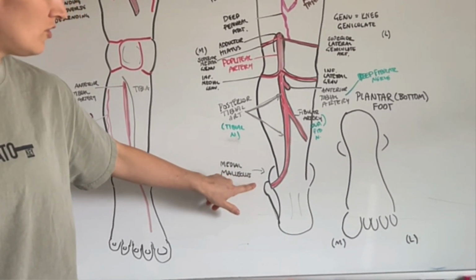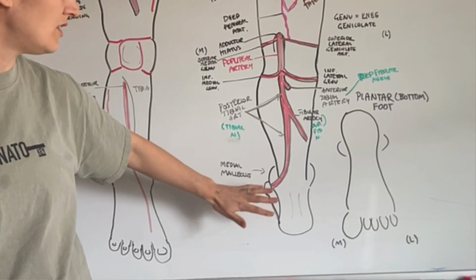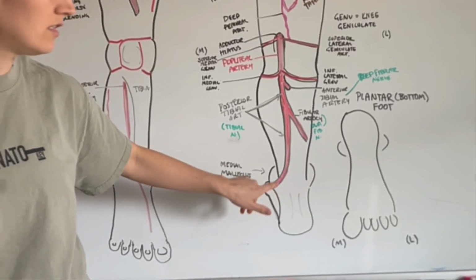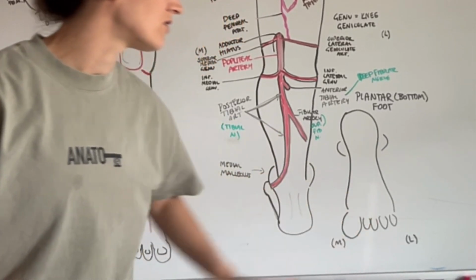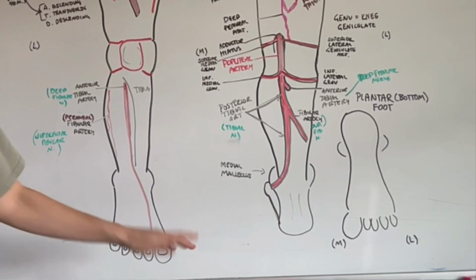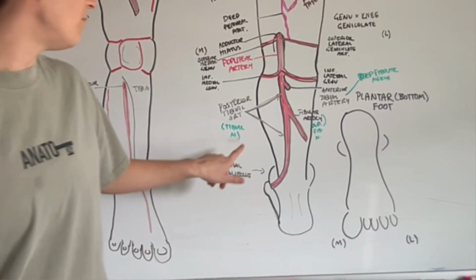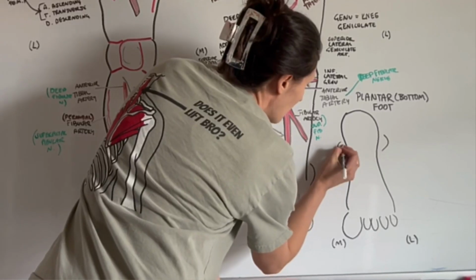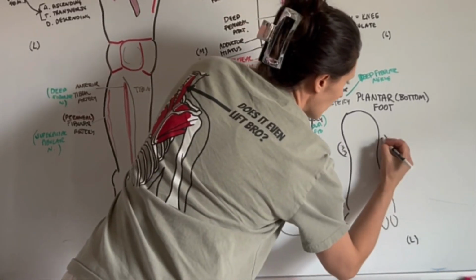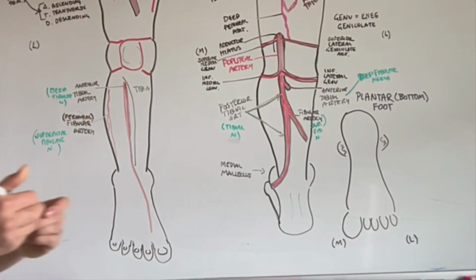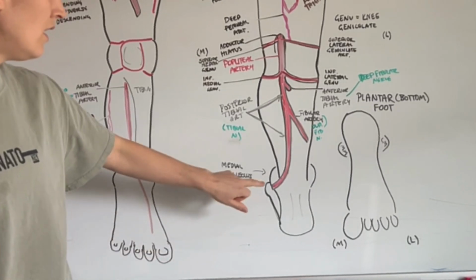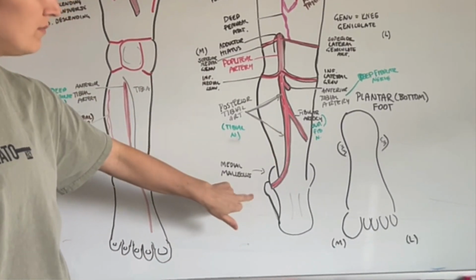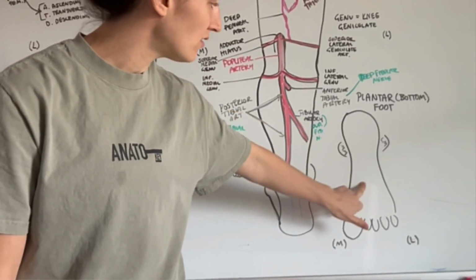Medial malleolus structures, so everything that goes around the medial malleolus is actually going to end up on the plantar surface of the foot. That's a good thing to know. So medial malleolus, this is also the medial malleolus. I'm going to put MM. This would be the lateral malleolus on the opposite side. Anything that goes around the medial malleolus ends up on the plantar surface of the foot.